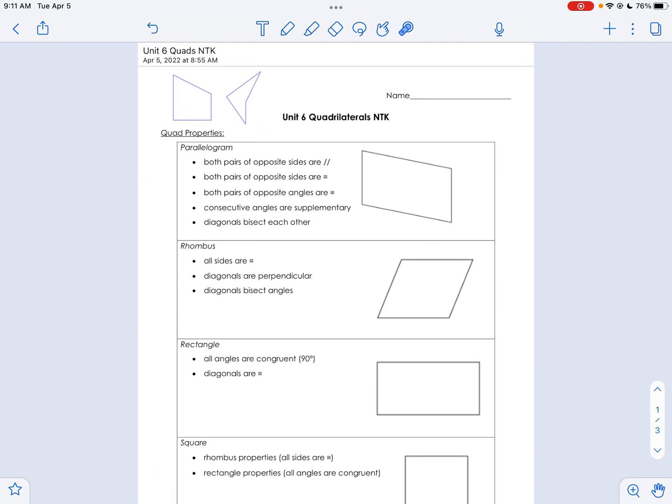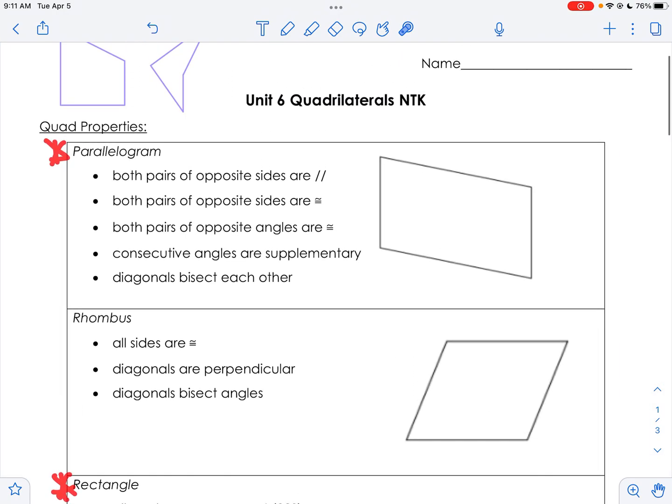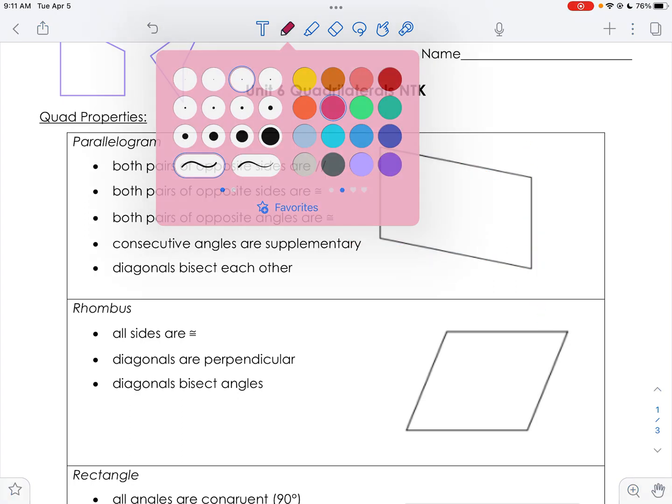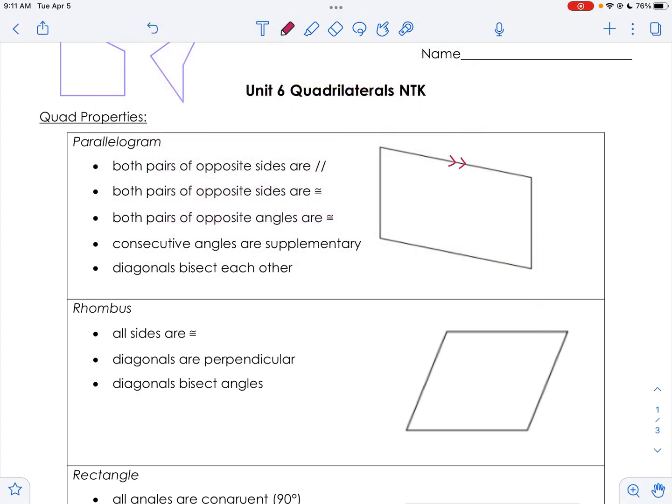So we have all of these different quadrilaterals in this unit, and specifically what we're going to talk about today is parallelograms and rectangles. If we take a look at a parallelogram, the key attributes are that both pairs of opposite sides are parallel, meaning that this side is parallel to that one, and that this side is parallel to that one. So I'm going to draw some arrows on there just to show that those sides are parallel.